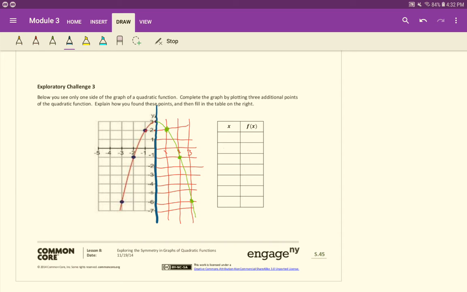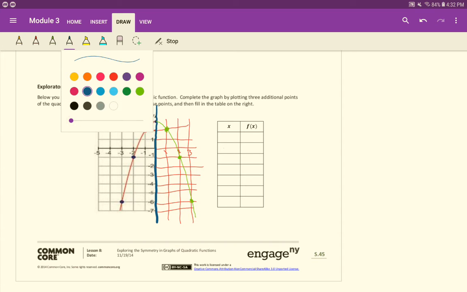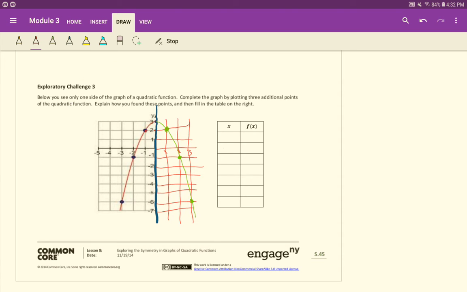Okay, so what are those coordinates? Okay, they are, well, we'll start with the first one, -3, this right here, -3, -6, then -2, -1, then -1, 2, then 0, 3, then 1, 2, then 2, -1, and then 3, -6. Okay, you can see that symmetry right there.